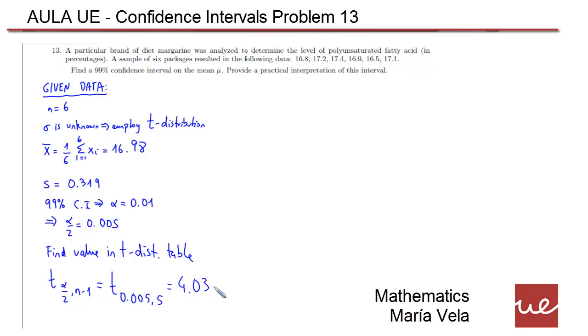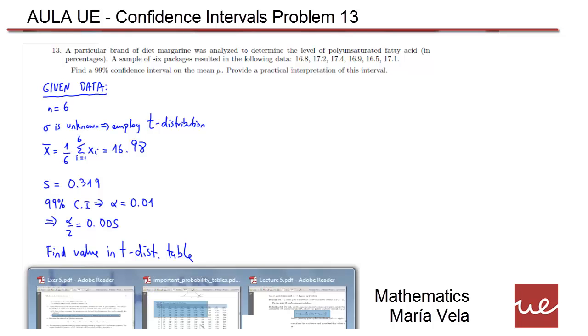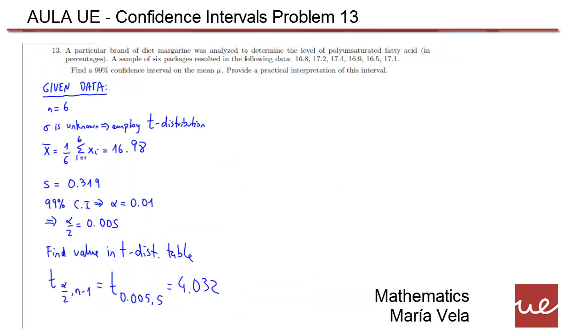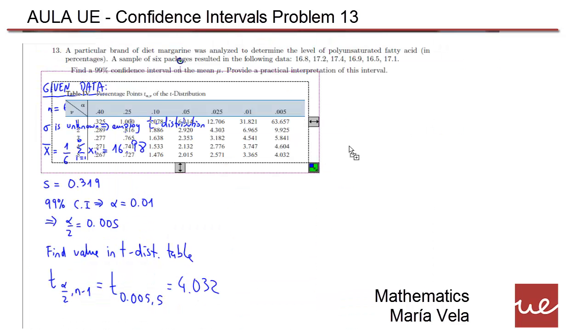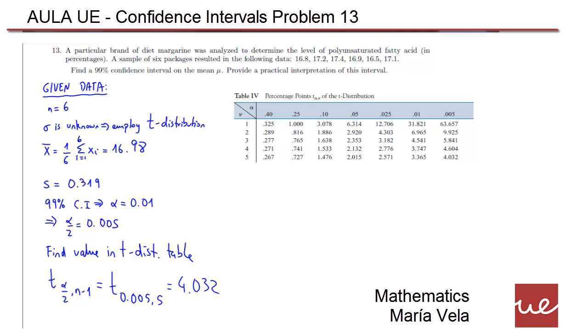Let me copy the table for you to show you how to do it. This is a t-distribution table, and we are given 5 degrees of freedom and the value 0.005, so it's going to be 4.032. Now we copy the formula for the confidence interval when sigma is unknown, remember, the one with t-student distribution, and replace the values in the corresponding places, of course.